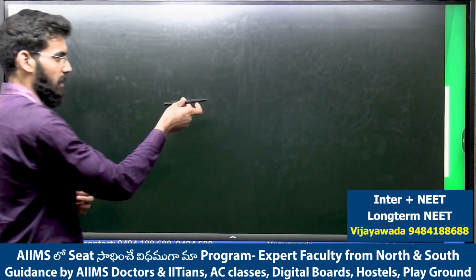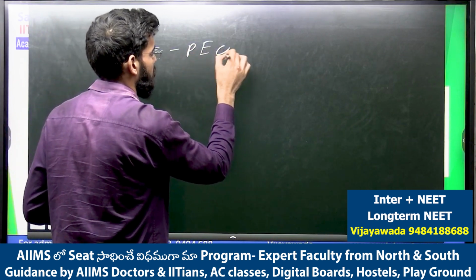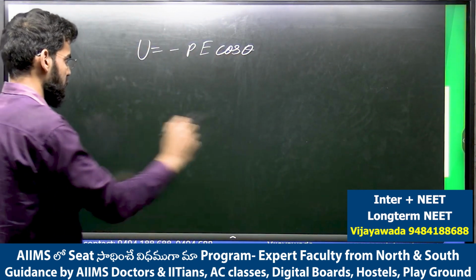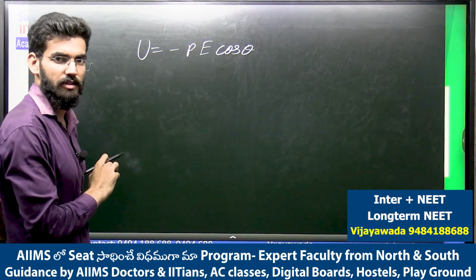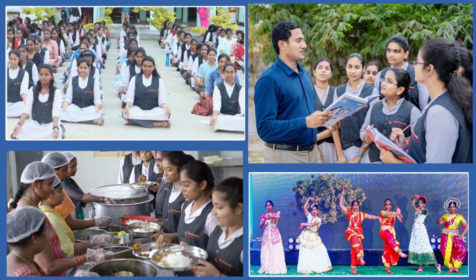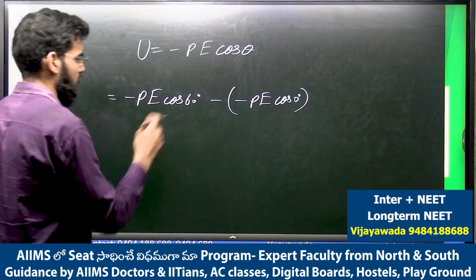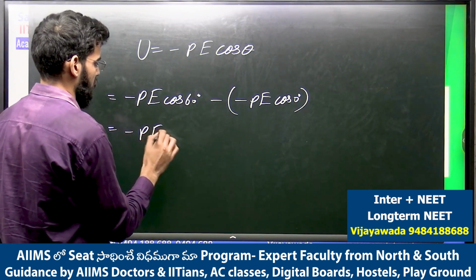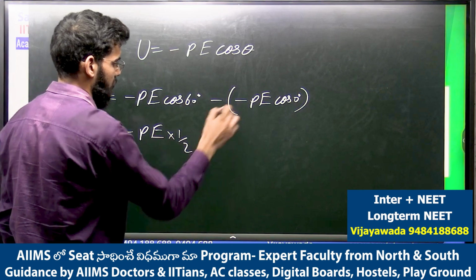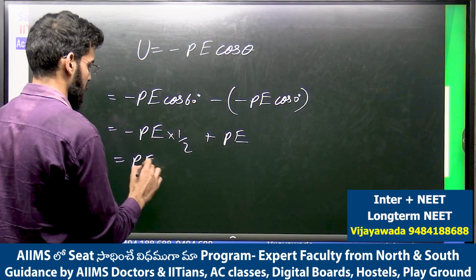Initially aligned, so we can write minus PE cos theta, the dot product. So write final potential minus initial potential. Finally it is minus PE cos 60, and initially it is minus PE cos 0, since it is aligned, so cos 0. Now minus PE cos 60 is minus PE by 2, and minus of minus PE is plus PE. So the change is PE by 2.